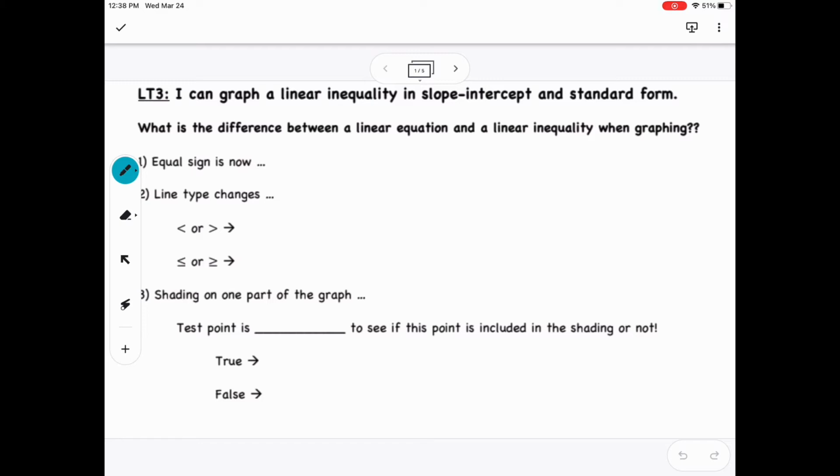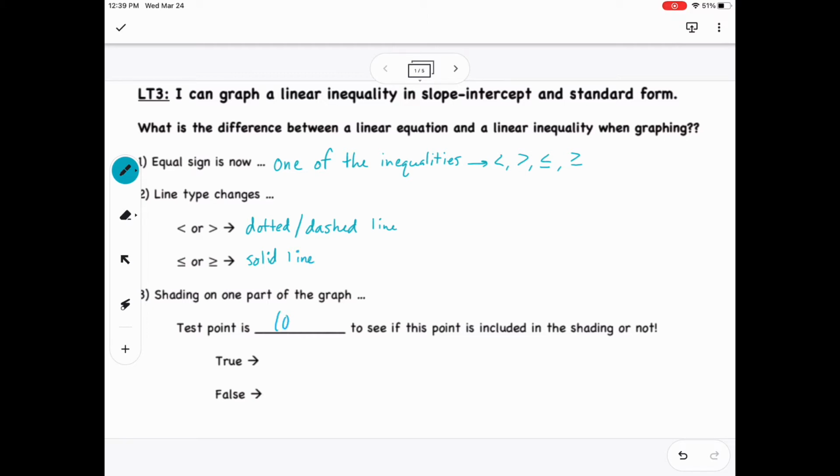So first, when you have no equal sign, you'll have one of your inequalities instead. So it'll either be a less than, greater than, less than or equal to, or a greater than or equal to sign. Now, because you have these inequalities, your line changes a little bit. If you have a less than or greater than sign, it'll be a dashed or dotted line. But if it's a less than or equal to or greater than or equal to sign, it's a solid line.